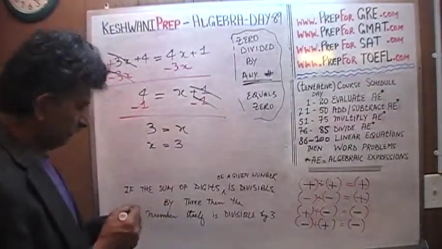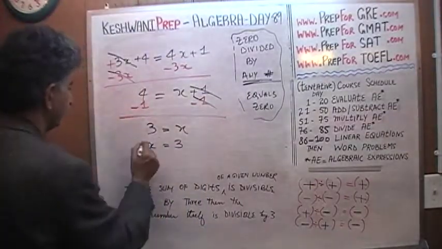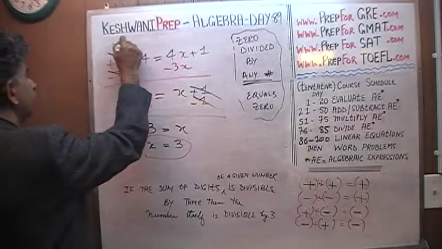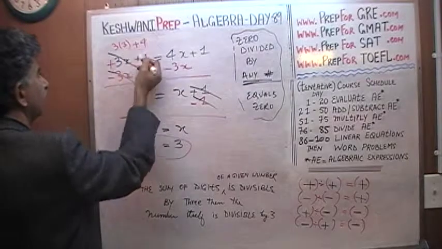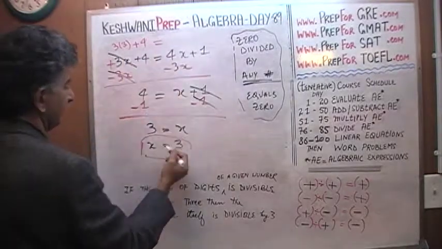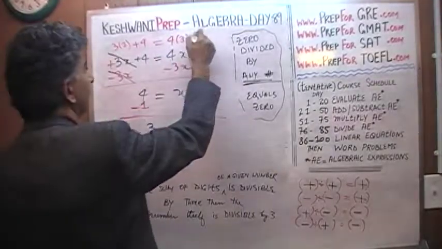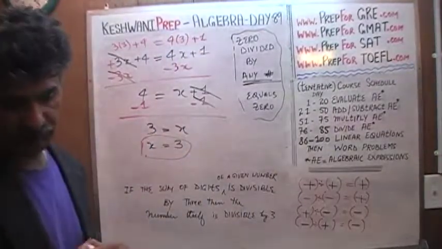We need to verify it quickly. X equals 3. Let's put it in here. 3 times 3 is 9. Plus 4 is 13. We better get 13 on this side. X equals 3. 4 times 3 is 12. Plus 1 is 13. Voila. It works. Everything is fine. Nothing to worry about.